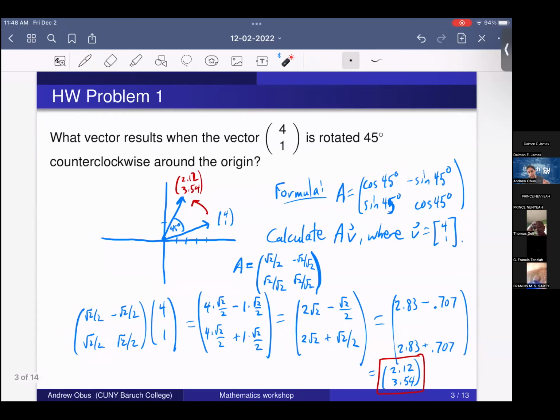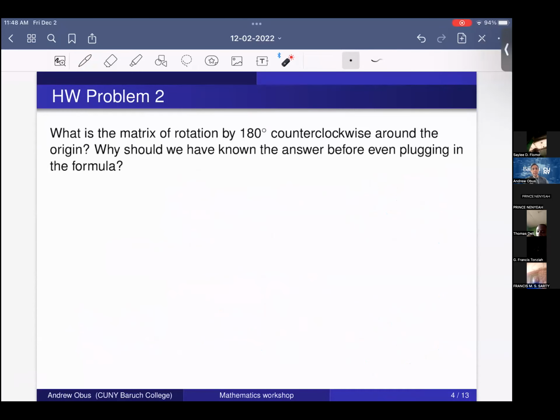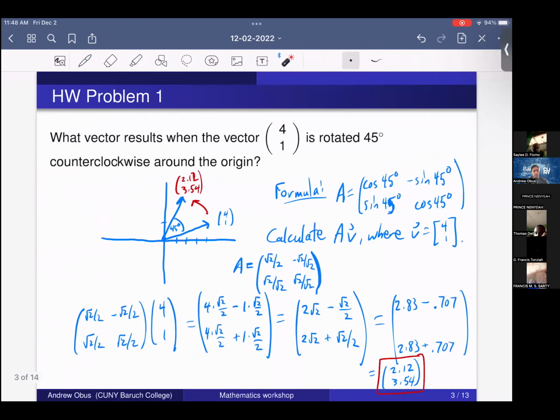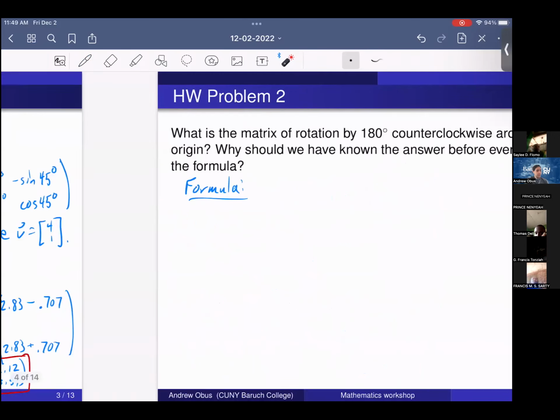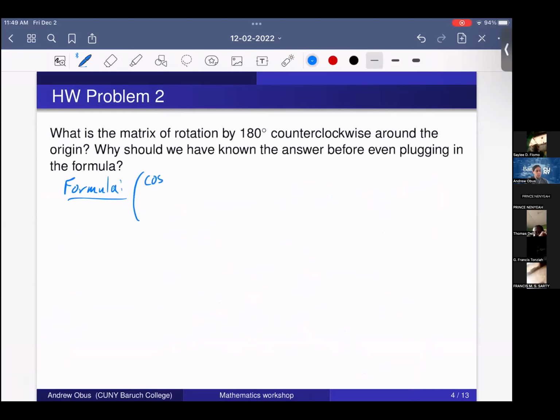Okay, so let's do the second homework problem. The question is, what is the matrix that rotates angles by 180 degrees counterclockwise around the origin? And then the question is, why should we have known the answer before even plugging in the formula? So we can, again, just use the formula, and it's going to be the same thing, but we're going to use 180 degrees instead of 45 degrees. So the formula is just going to be cosine of 180 degrees, minus sine of 180 degrees, sine of 180 degrees, and cosine of 180 degrees.